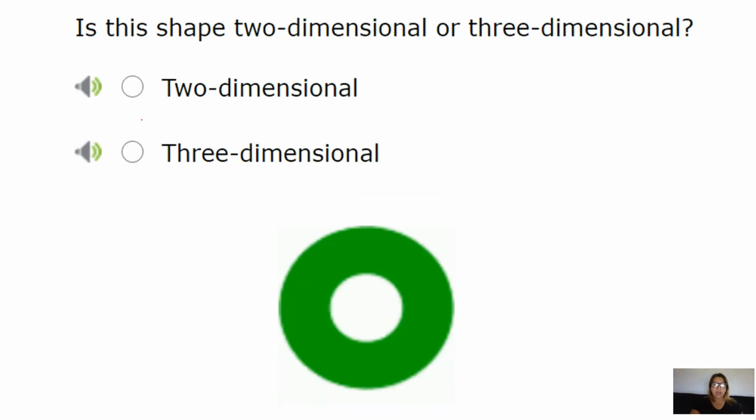Okay, next we have, is this shape two-dimensional or three-dimensional? Okay, so we are going to check, is it something that we can draw or is it something that can stand on its own? Well, let's check and see. If it's just a circle and then a circle within a circle, or it could be a ring, it doesn't stand on its own, okay? And therefore it would be 2D and this would be 3D. So it would be a 2D. It's a flat shape, something that we can draw.